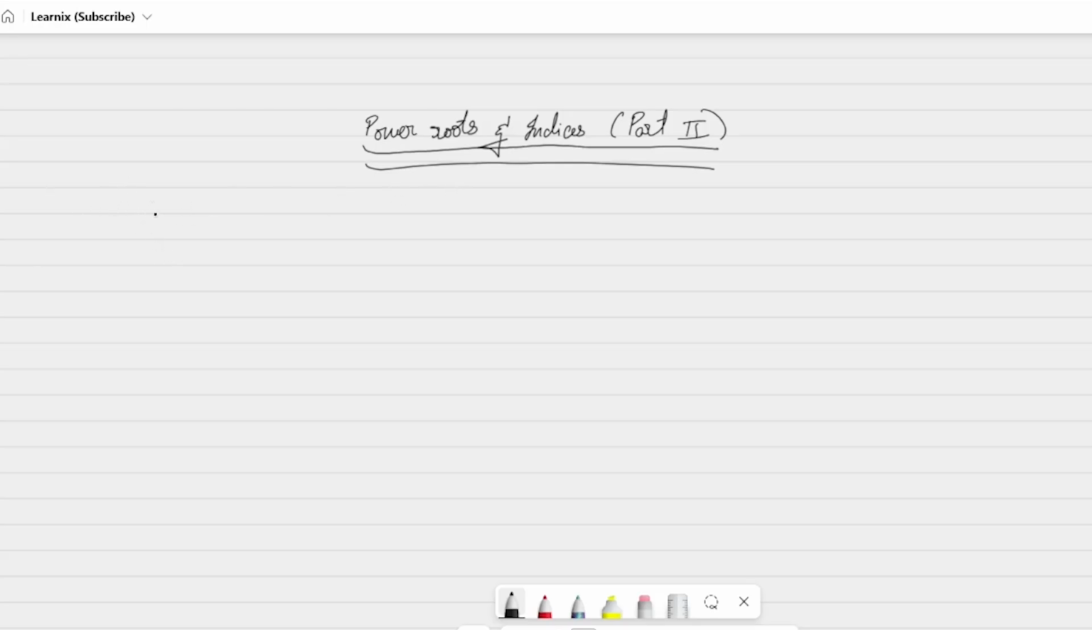So let's understand the basics first. Let's say we have 2 to the power of 5. 2 would be our base and 5 would be our index or power or exponent. So basically what this shows is we have 2, which is our base, multiplied by itself 5 times, which is our index. So 2 times 2 times 2 times 2 times 2.